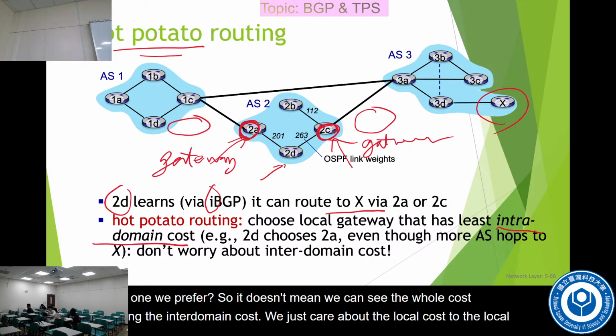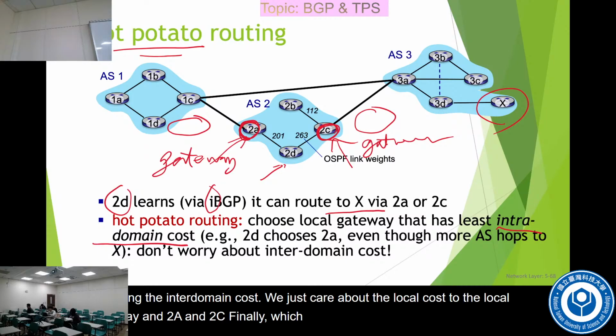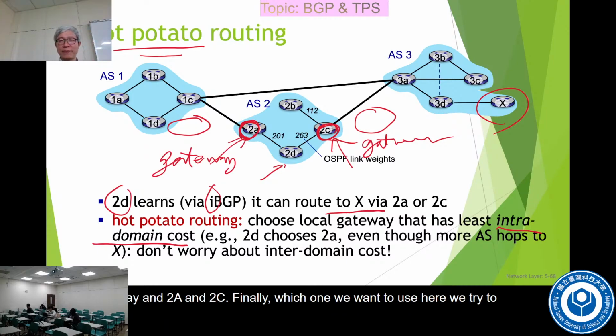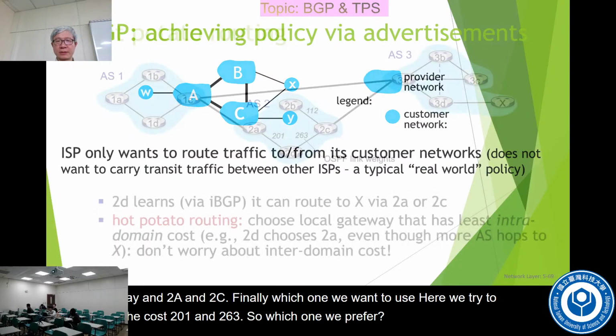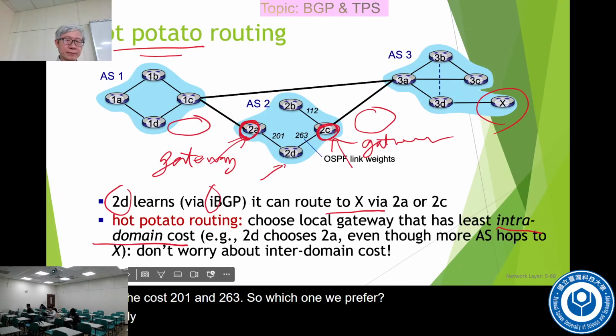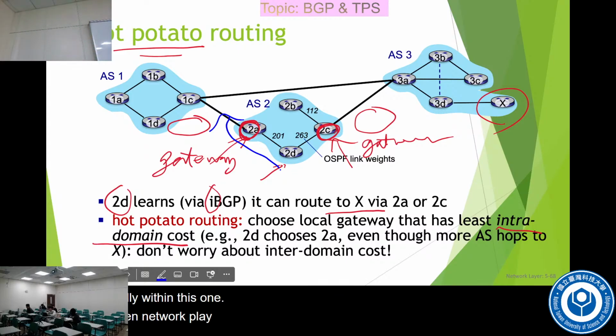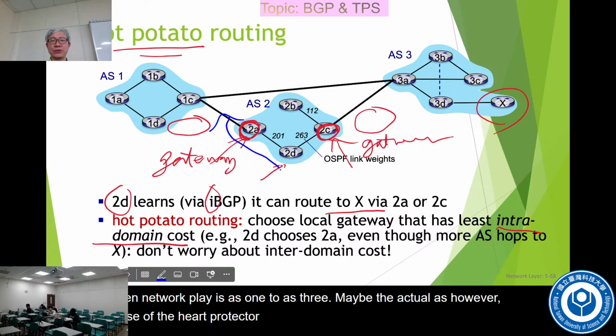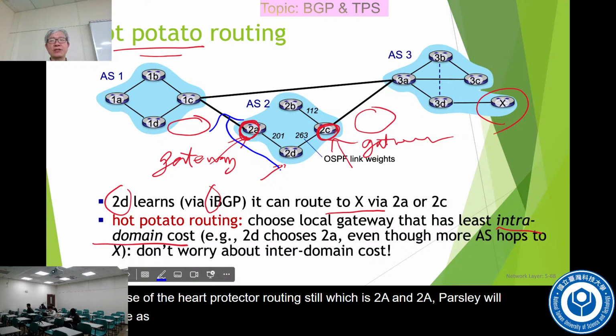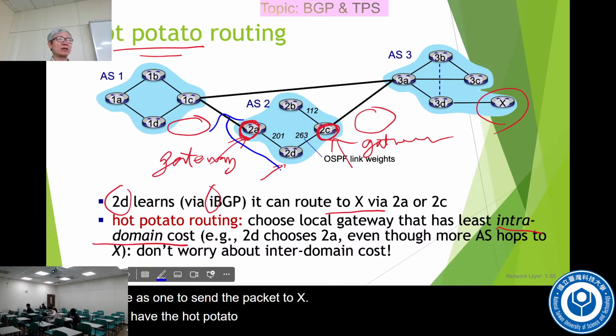And 2A and 2C, finally, which one we want to use? Here, we try to have the cost 201 and 263. So which one we prefer? Actually, we think this one. So even if the network prefix AS1 to AS3 may be the actual AS, however, because of the hot potato routing, still we choose 2A. Possibly we'll choose AS1 to send the packet to X. So we have the hot potato routing, using the local cost to choose the gateway.